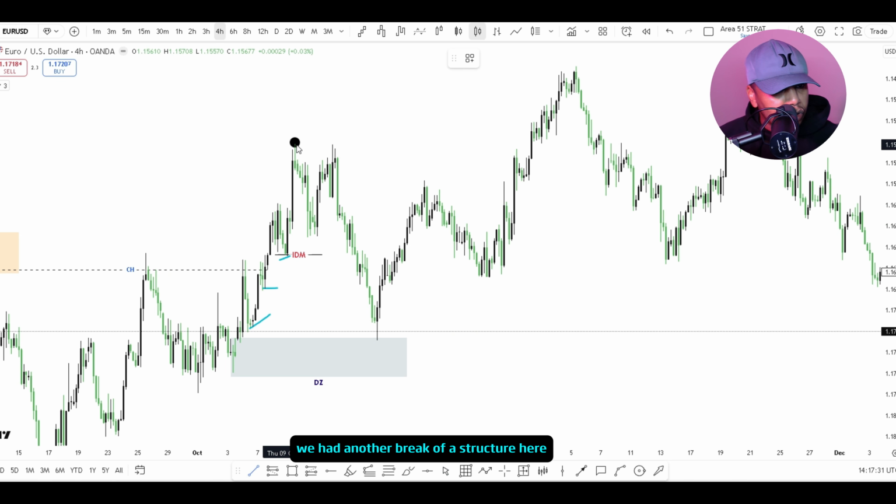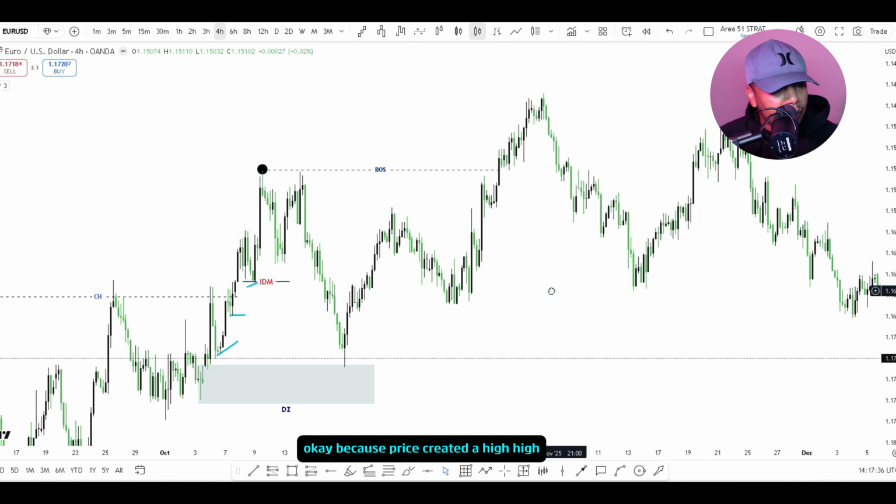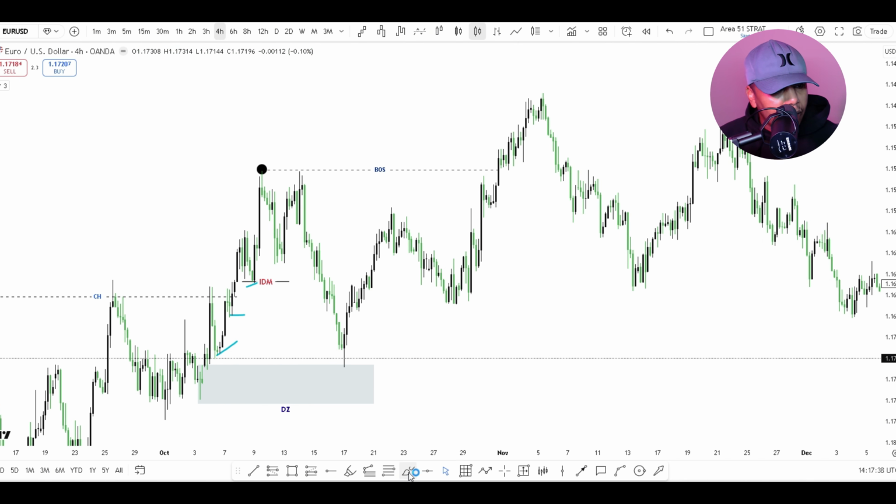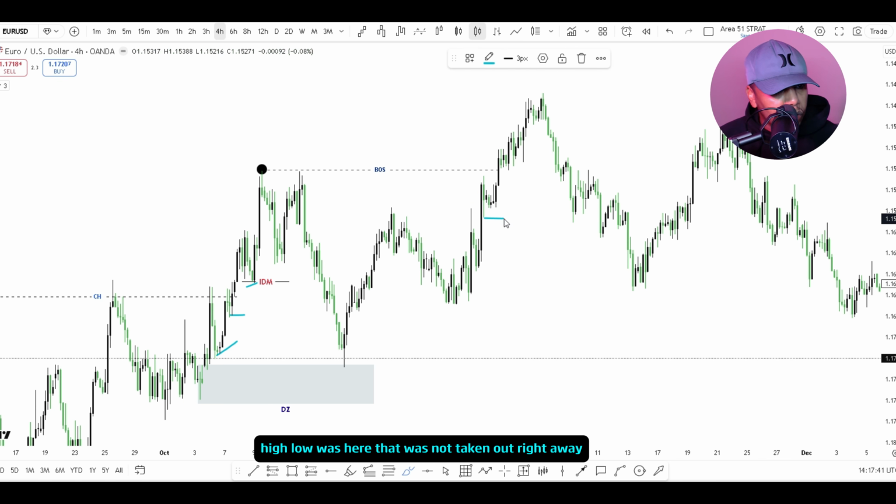We had another break of structure here, because price created a higher high. So the first higher low was here, that was not taken out right away. The second one was here, not taken out right away. The third one was here, not taken out. We're going to continue transferring from here to here, and then from here to here, and then from here to here. Finally, price ended up taking out the inducement.